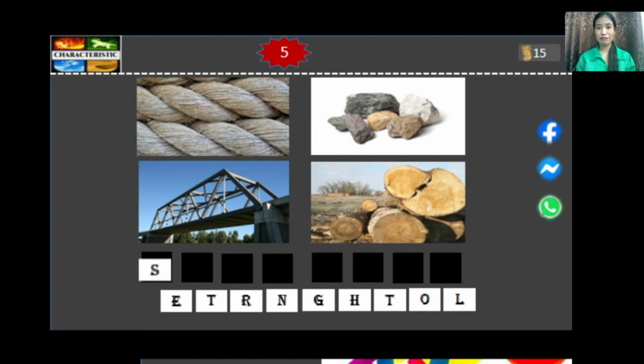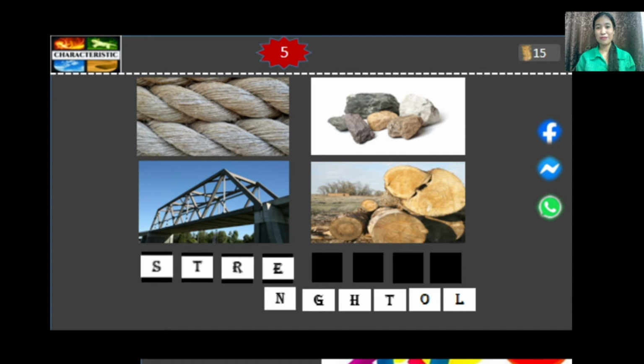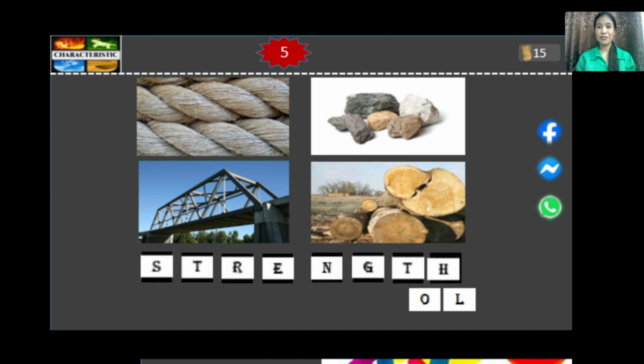We have, starts from S. Any idea? That is strength. The characteristic of the four pictures is strength. Did you get it? So, what are the words that are being formed?